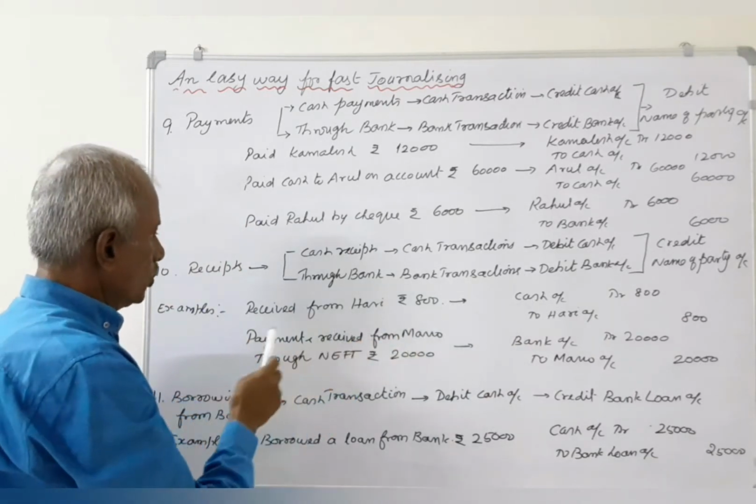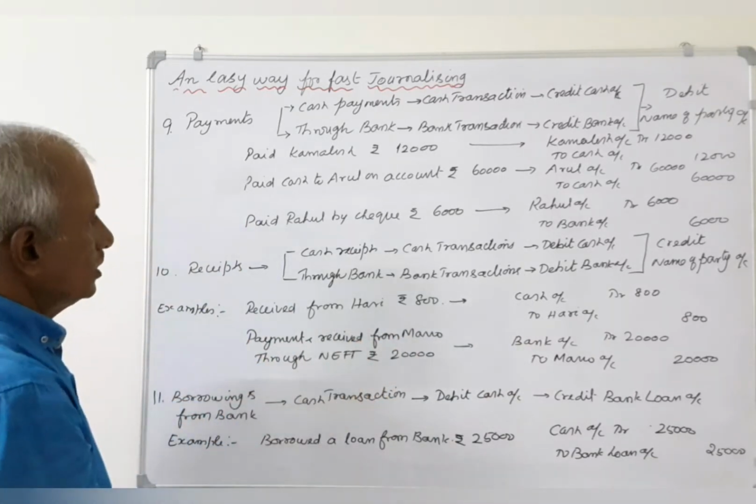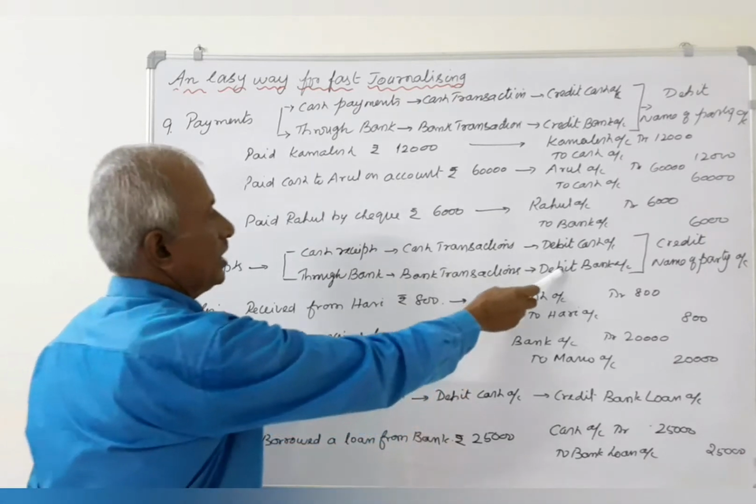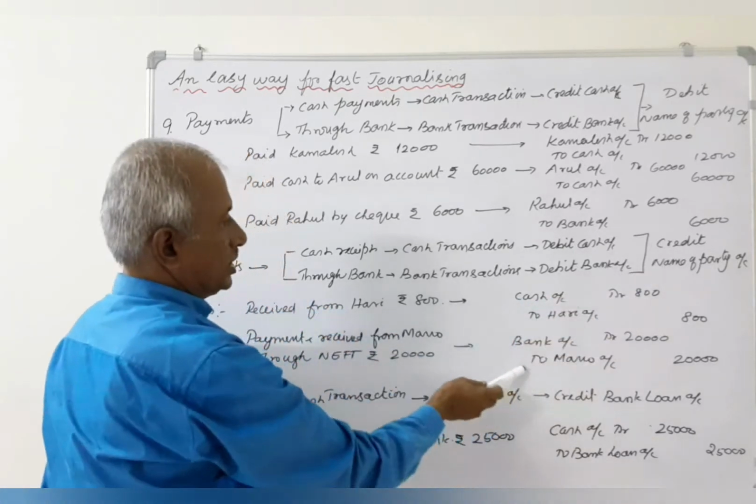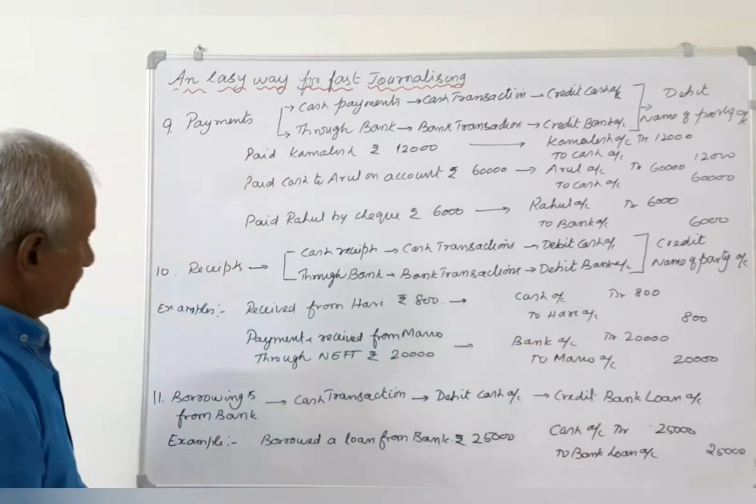Payments received from Mano through NEFT 20,000. This is a bank transaction. Debit bank account debtor 20,000. Credit name of the party, to Mano account 20,000.